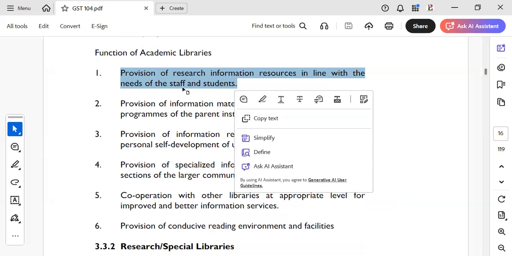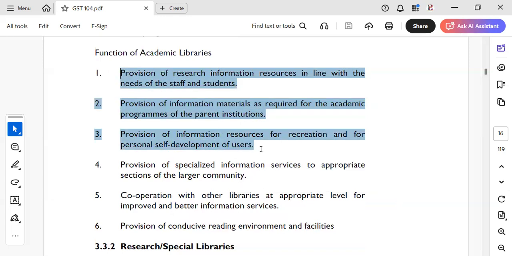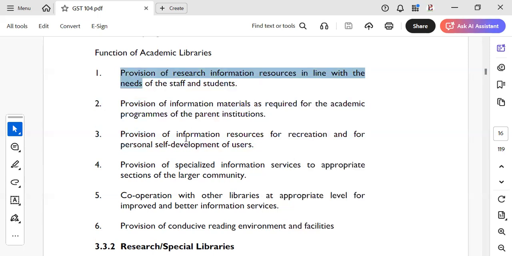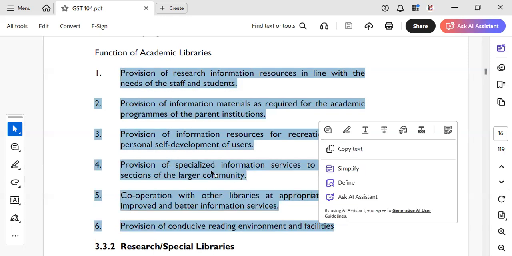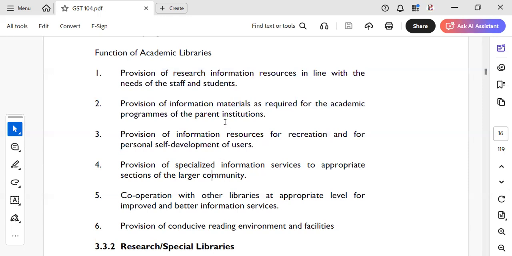Sometimes what they do is they will list three under an OBJ type of question and put one that is not part of it. So you have to be very sound in the functions that we have, and you don't need to cram them. It's a very simple thing. Provide information for research for staff and students of the school. Materials required for the programs that you are doing in the school, and some recreational and self-development materials or resources. That one is for external development.